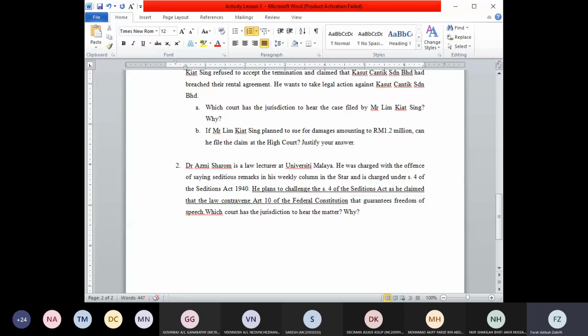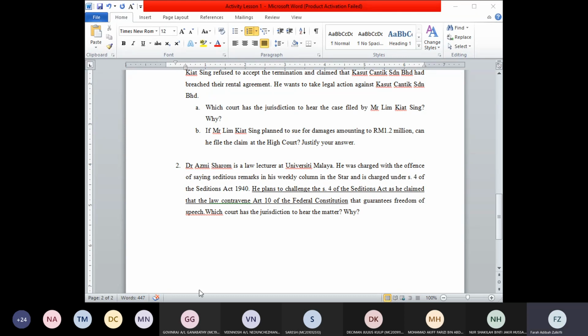But did he win? I'm not sure. I don't think so. Oh, okay, Miss. So because this is a matter of saying that the law is wrong. So when you want to say that a law is wrong because the law is against the Federal Constitution, you have to go to the Federal Court. Okay.